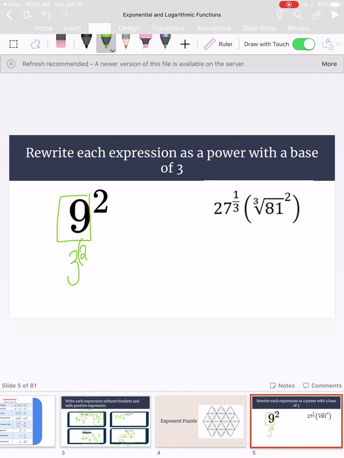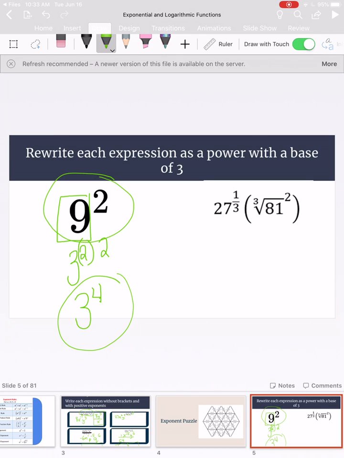Okay, and then it's still raised to the power of 2. So really I have 2 times 2 because I'm raising the exponent by this exponent. So 2 times 2 is 4. So I end up with 3 to the power of 4. Again, super easy to double check. Try typing 9 squared on your calculator, then try typing 3 to the exponent of 4 on your calculator. It should give you the exact same value.